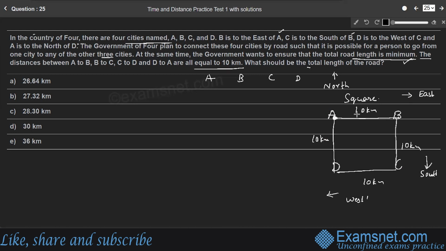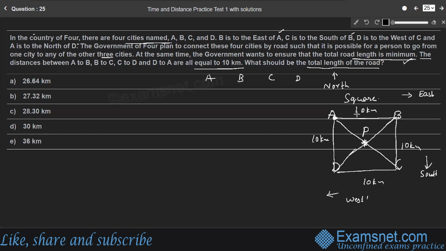Here, what should be the total length of the road? So by joining all the roads, the road length should be minimum. And from a particular place, you can access all the cities. You can go to all the other cities, right? So only at this point, the middle point of the square, right? So the point through which the diagonal of the square passes, right? Diagonal BD is passing through that point, and the other diagonal AC is also passing through that point. Let the point be P here.